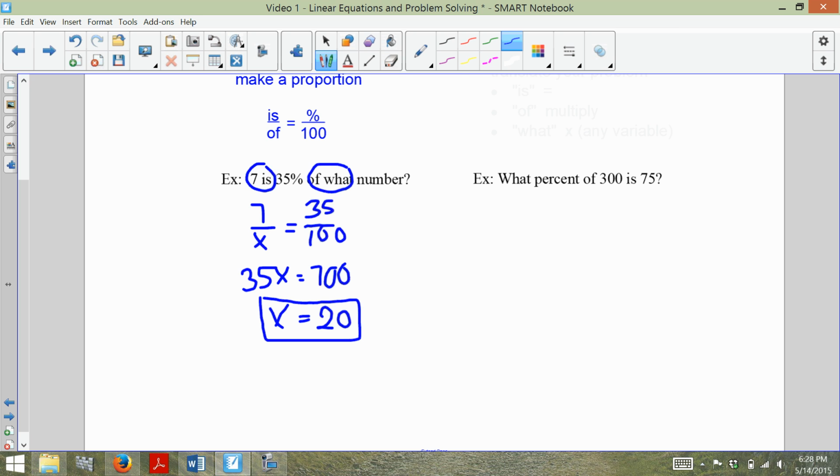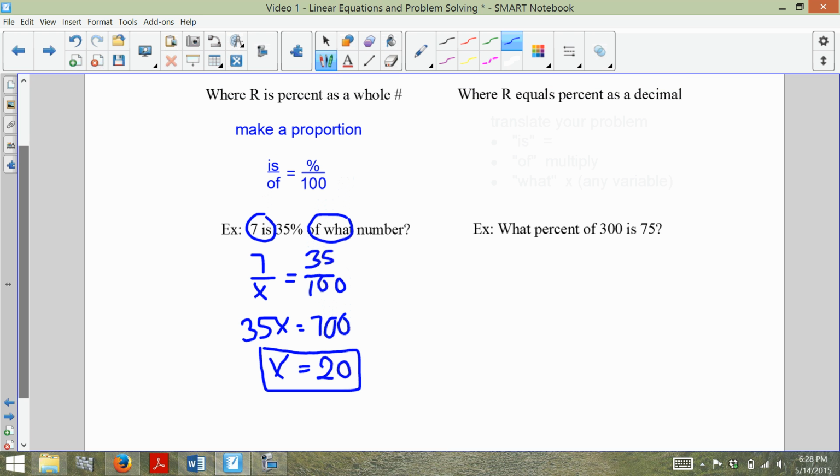Okay. Our other option when we're trying to solve percent problems, sometimes I'm going to get a percent as a decimal. Now, what that means, if I see a number that's a percent as a whole number and I want to turn it into a decimal, I do that by dividing by 100. So for example, if I've got 20%, I can divide by 100, meaning move the decimal over 2 places to the left, and that's going to give me this percent as a decimal. So 0.2 is equivalent to 20%.